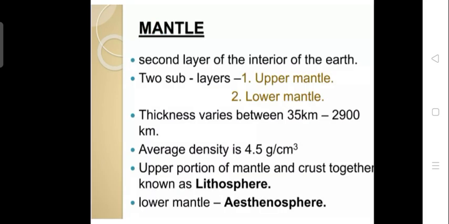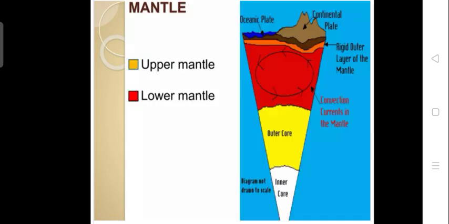Next layer is the mantle, which is the second layer of the Earth, divided into two layers, upper layer and lower layer. Thickness varies between 35 km to 2900 km, and the average density is about 4.5 grams per cubic centimeter. The upper portion of the mantle contains the lithosphere, which together with the crust, and the lower mantle contains the asthenosphere. These are the two different layers of the mantle. First one is the upper mantle, then comes the lower mantle.